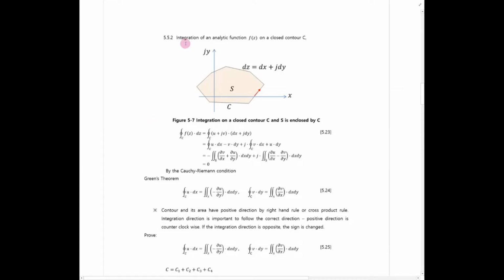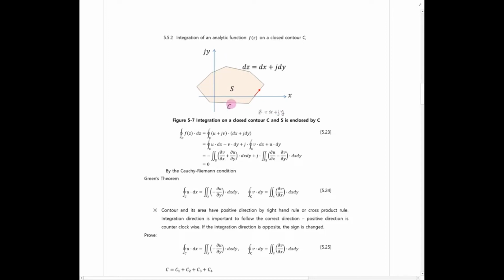Let's consider how to integrate an analytic function over a closed contour in the complex domain. Here shows the concept. This is the G domain, and the G value consists of x plus jy. Okay, this is x plus jy.